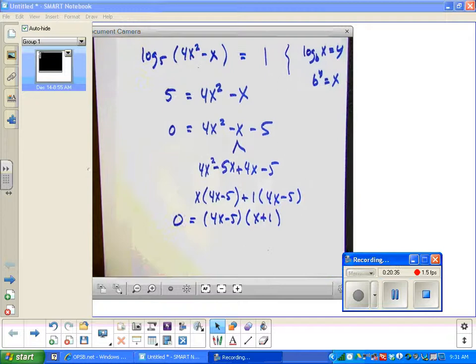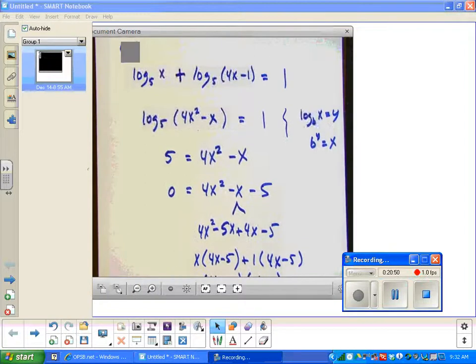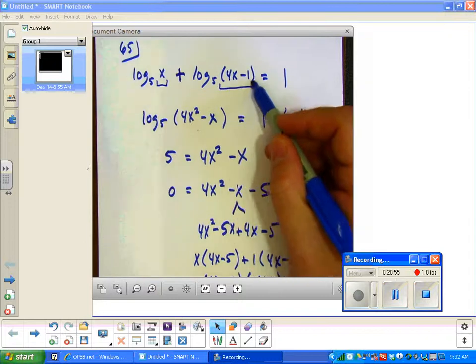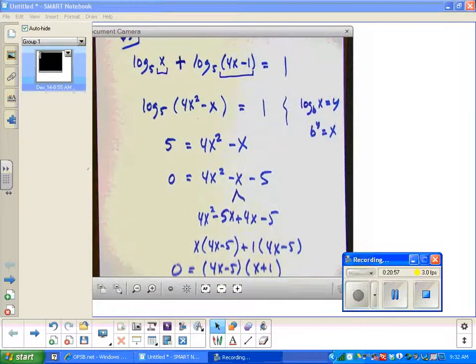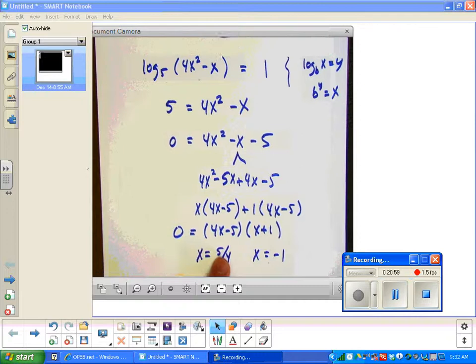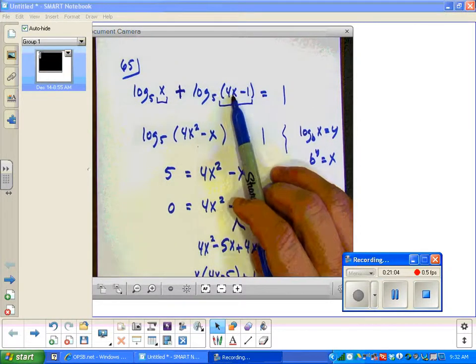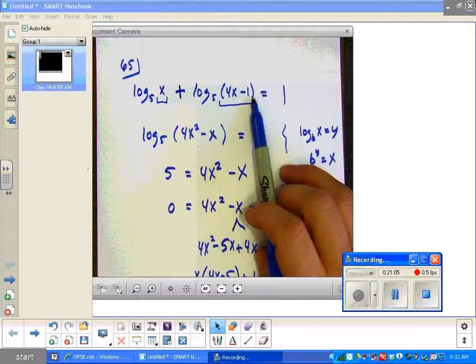Okay, so now let's write out our solutions here. We're going to get 5/4. Okay, right, this one's going to be extraneous probably. Okay, all right, let's look. x is 5/4. You have to check, and we're going to go back and make sure that these logarithms would be positive. All right, so if x is 5/4, that would be positive. Now, is 4 times 5/4 minus 1 going to be positive? Yeah. Okay, if you weren't sure, you could throw it in the calculator and make sure.